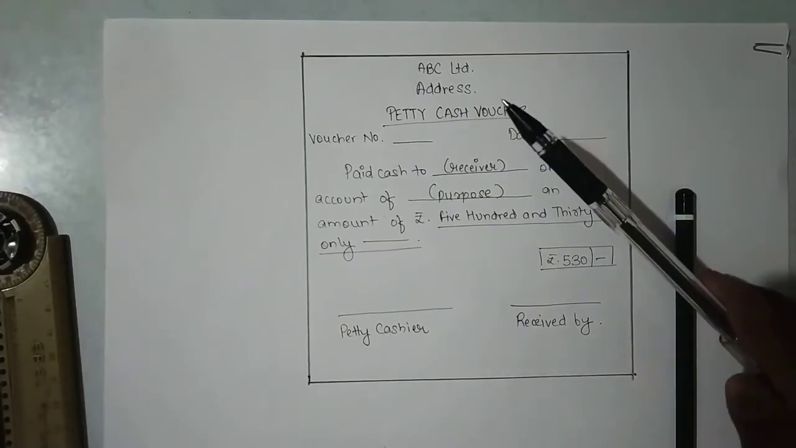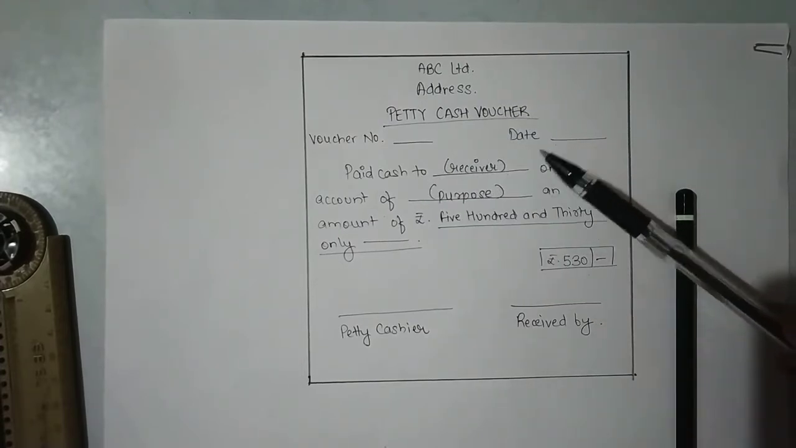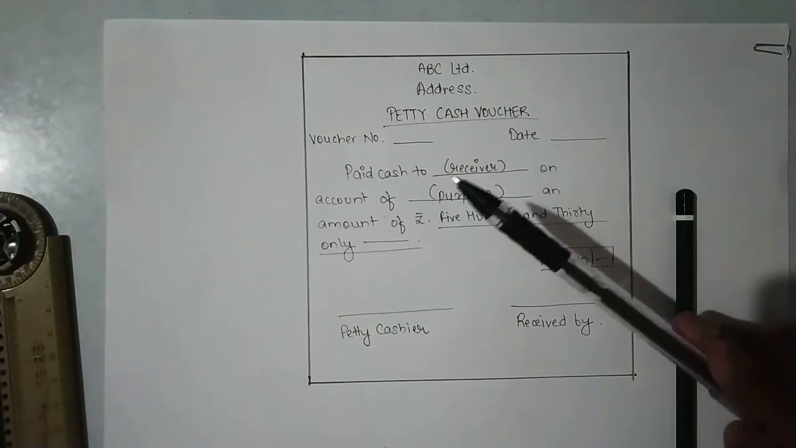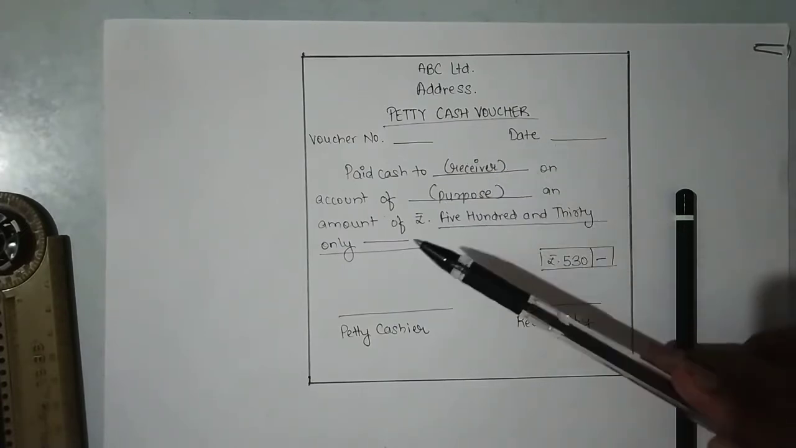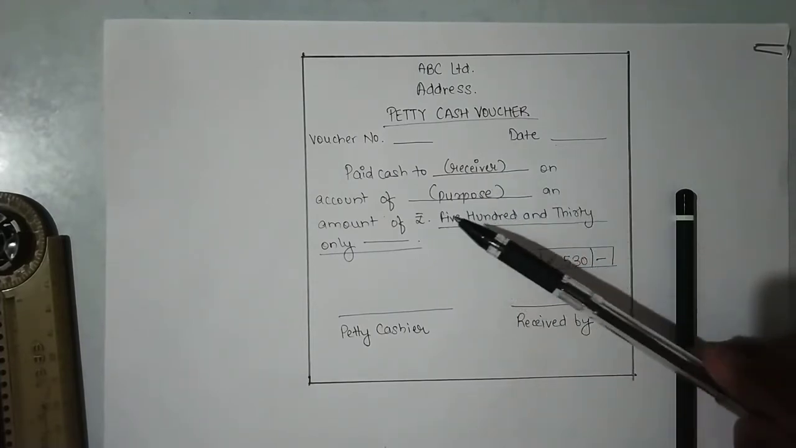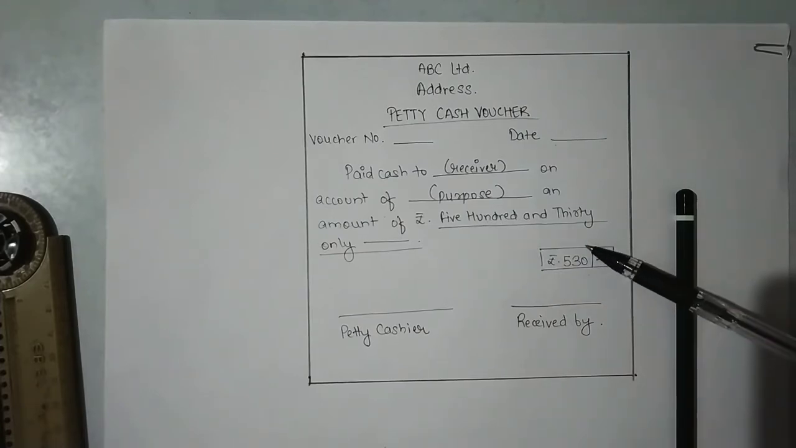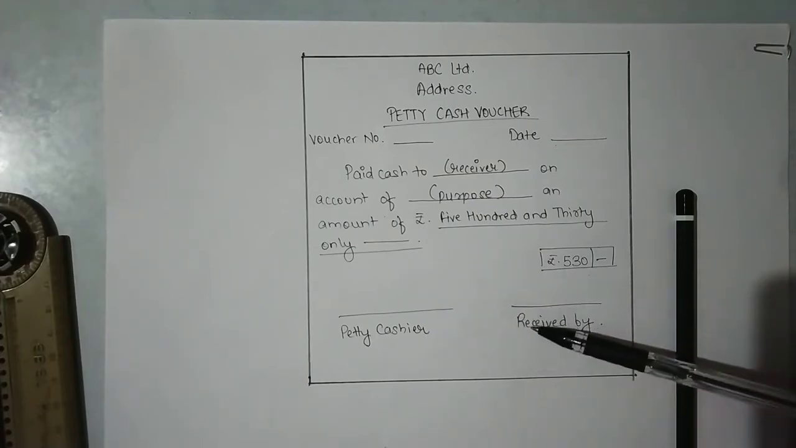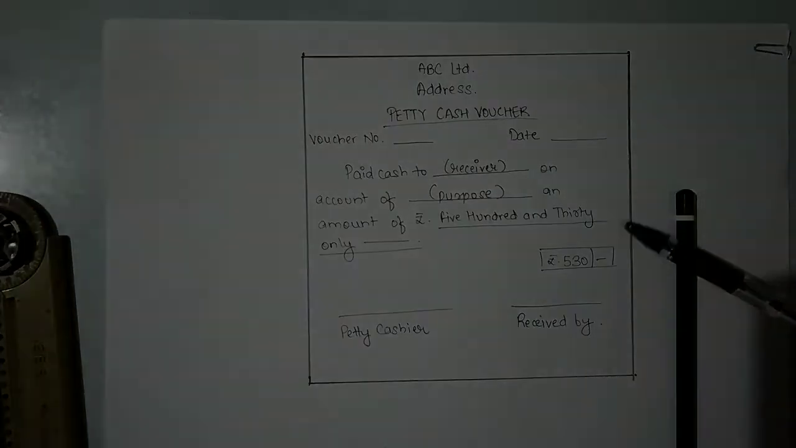The name of the organization, the heading, voucher number, date, this entire sentence, that is paid cash to name of the receiver on account of the purpose and amount of whatever the amount is, in words over here and in figures over here. Then it is signed by two people, the petty cashier and the receiver. That is how you draw a petty cash voucher.